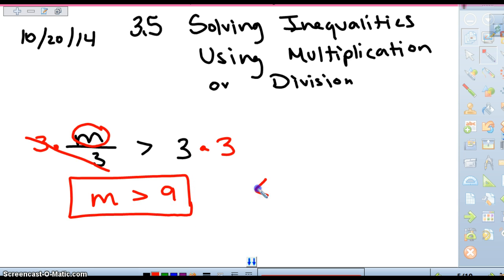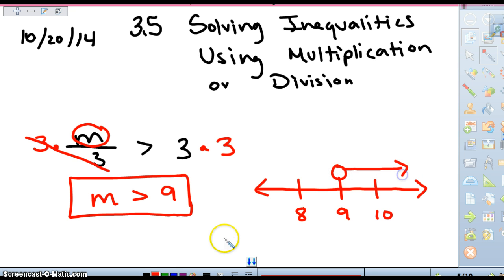And we can graph our answer. Will this be an open or a closed circle? Open circle. So on 9, and n is all the numbers greater than 9.